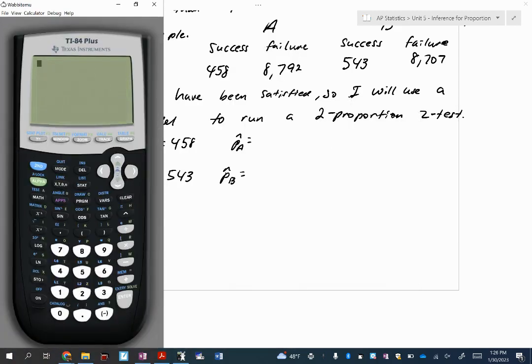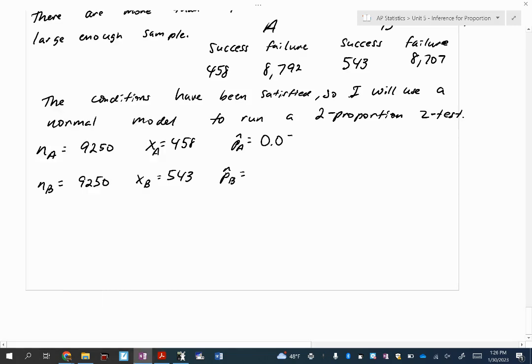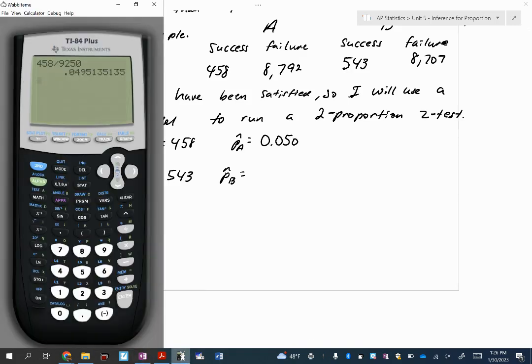So I'm going to do 458 divided by 9,250, which gives us 0.050. And then for group B, it's 543 divided by 9,250. And that's going to be 0.059.